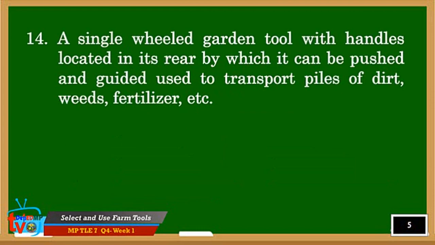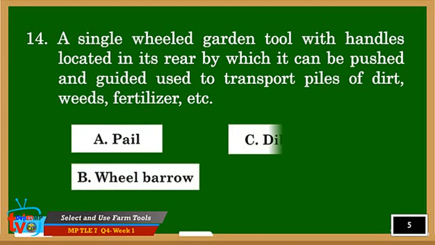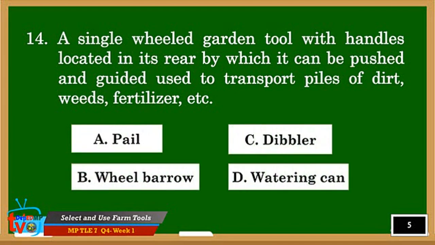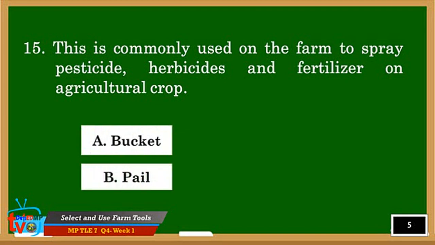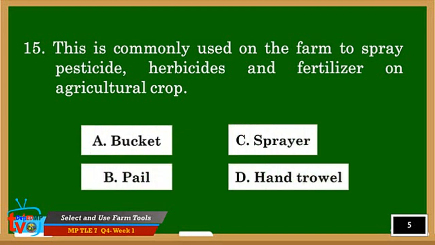14. A single-wheeled garden tool with handles located in its rear by which it can be pushed and guided, used to transport piles of dirt, weeds, fertilizers, and others. A. Pail. B. Wheelbarrow. C. Dibbler. D. Watering can. 15. This is commonly used on the farm to spray pesticide, herbicide, and fertilizer on agricultural crops. A. Bucket. B. Pail. C. Sprayer. D. Hand trowel.